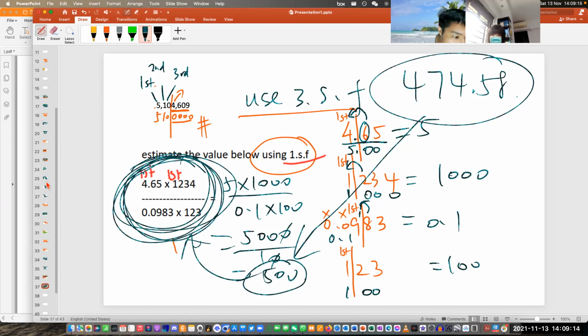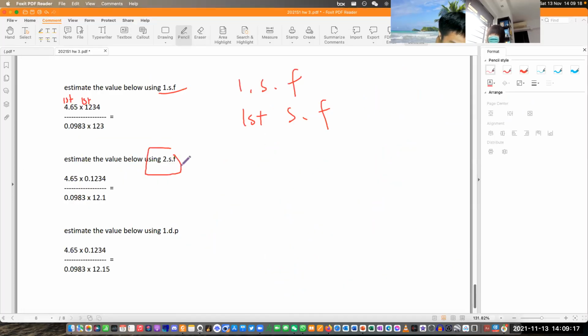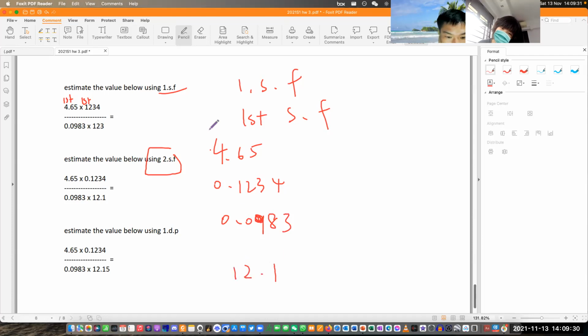So for the next two questions, you use two significant figures. So 4.65, 0.1234. You write down these numbers first, and then you do two significant figures. So this is your first, then this is your second, and then you draw a line. For 0.1234, this 0 is not my first, because the first significant figure is not 0, so I cross it out. This is my first, this is my second, I draw a line. Same for the next one.